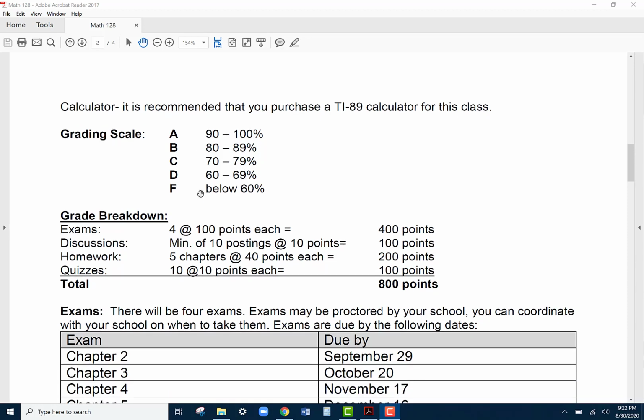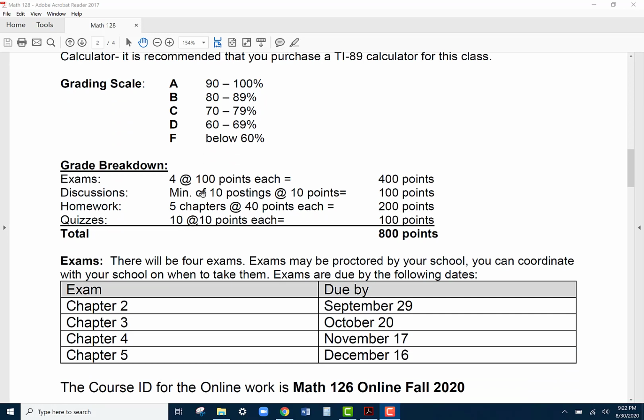Grading is A, B, C, D, F, pretty standard scale there. I'm trying something a little different this semester, given some of the different constraints of COVID and trying to not put too much weight on just 2 exams, which I used to do, a midterm and a final. I'm going to go with 4 exams, so basically a Chapter 2, a Chapter 3, Chapter 4, and Chapter 5 exam. Each will be 100 points.